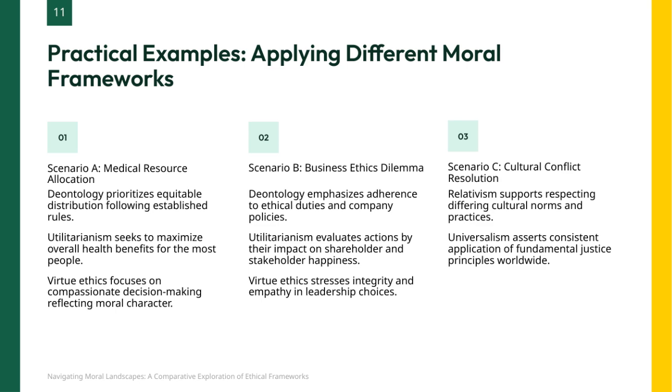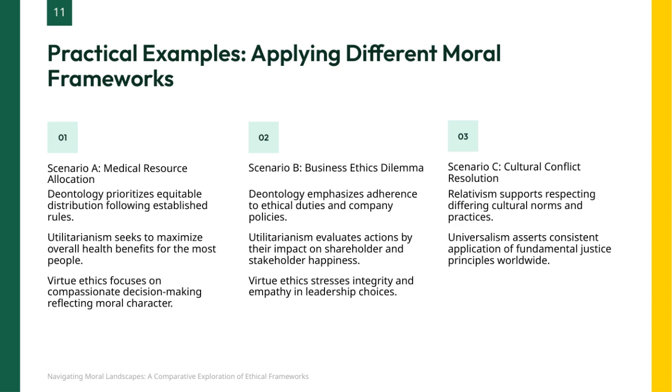Moving to Scenario B, which deals with a business ethics dilemma. Deontology stresses sticking to ethical duties and company policies. Utilitarianism evaluates decisions based on their impact on happiness for shareholders and stakeholders. At the same time, virtue ethics calls for integrity and empathy from leaders navigating these challenges.